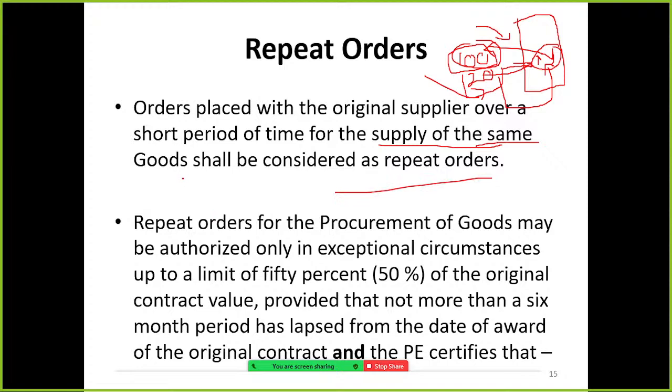Repeat orders for the procurement of goods may be authorized only in exceptional circumstances, up to a limit of 50% of the original contract value. Here, the first time they ordered 100. Now they can go for up to 50. In case of 51, they can't put a repeat order. So there's a possibility of fraud.